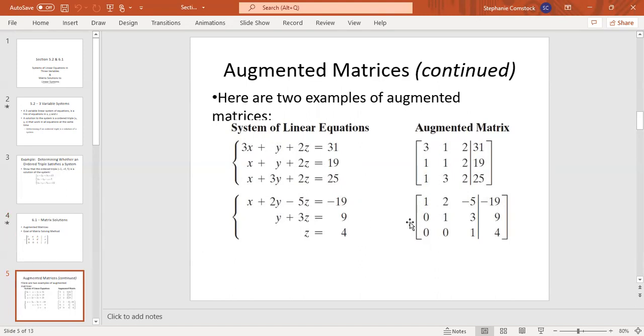Once I have those two values, I have 1x plus 2y minus 5z equals -19. Again, I have a value of z equals 4, and I would determine the value of y here. I could plug the y value and the z value in, and then I can solve for x, and be able to find solutions for this.